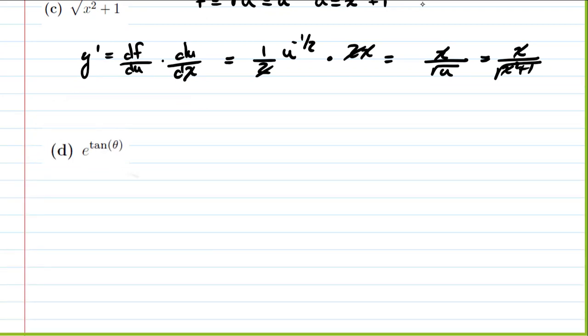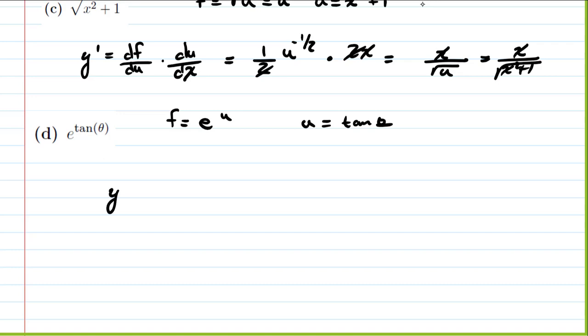All right, our last example, at least of this type. We're going to have f is e to the u, and u is equal to the tangent of theta. So y prime is df du times du dx. The derivative of e to the u is just e to the u times the derivative of tangent. Sorry, I wrote dx, but it's a function of theta, so this is d theta. The derivative of tangent theta is secant squared theta.